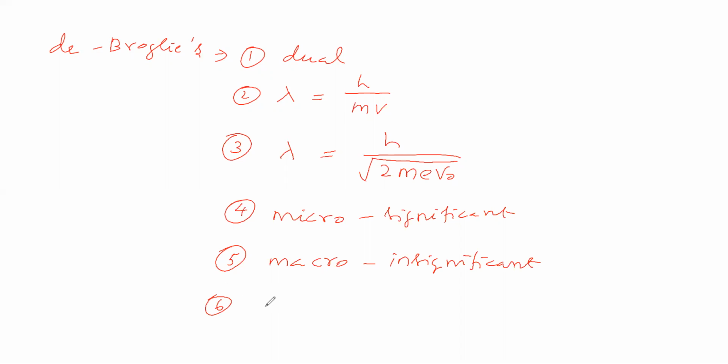Next one is 2 pi r is equal to n lambda. From this, we can derive mvr is equal to nh by 2 pi. This says that dual nature is important for micro bodies, because lambda is called de Broglie's wavelength. By substituting de Broglie's wavelength, we are getting mvr is equal to nh by 2 pi. What does it mean?